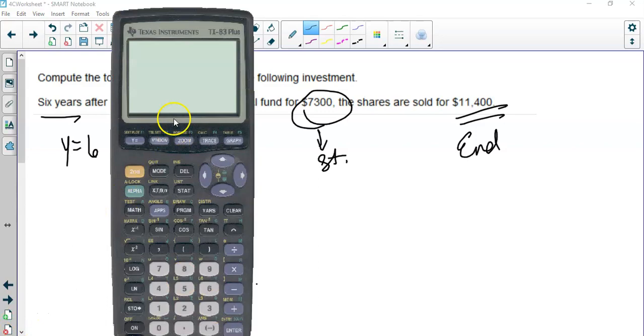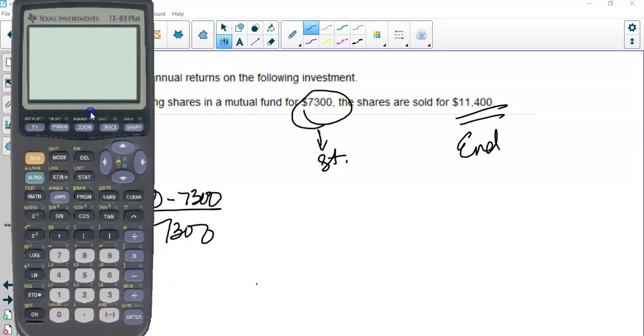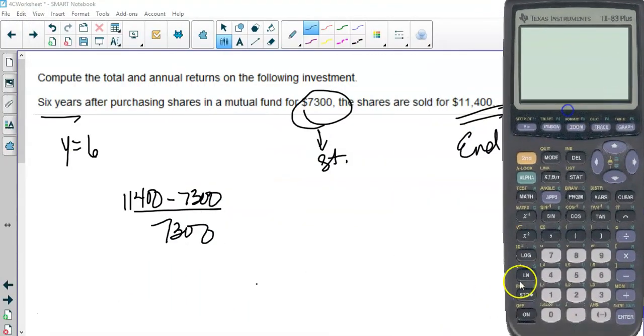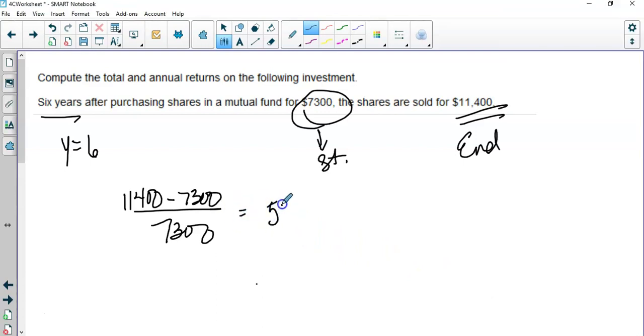Let's get our calculator. So I'll put it over on this side. 11,400 minus the 7,300. Divide by the 7,300. And I got 56.1% when I round. So move it over first, move your decimal place first, and then round. So that is going to be our total.